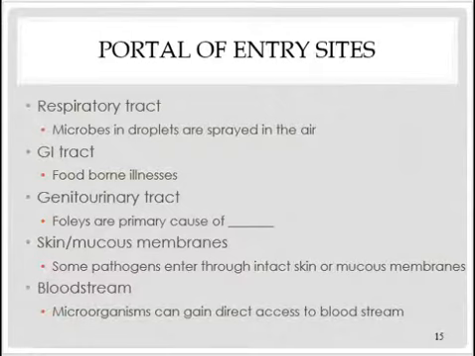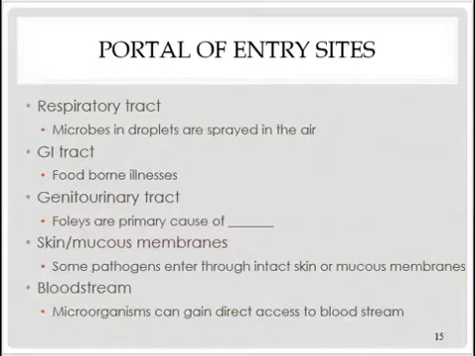Portal of entry sites. Microorganisms may enter the body in a variety of ways, including the respiratory tract, GI tract, genitourinary tract, skin and mucous membranes, and the bloodstream. Pathogens may enter the body through the respiratory tract. Microbes and droplets are sprayed into the air when people with infected oral or nasal tissues talk, cough, or sneeze.